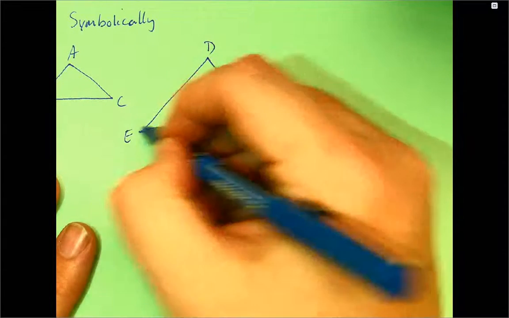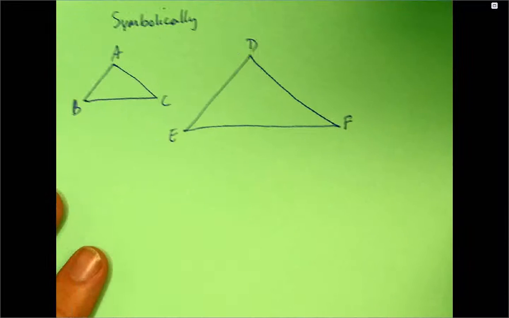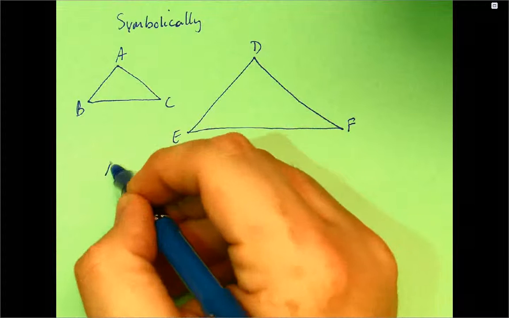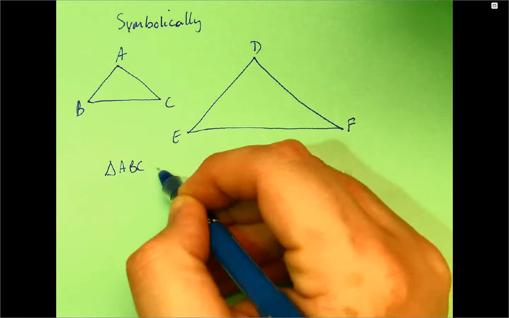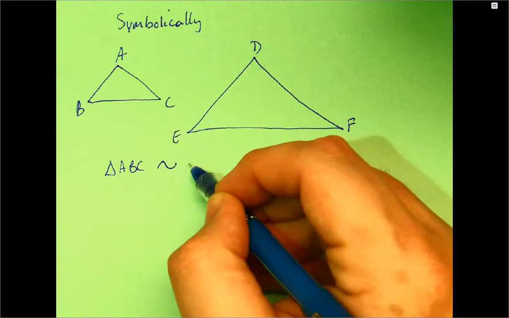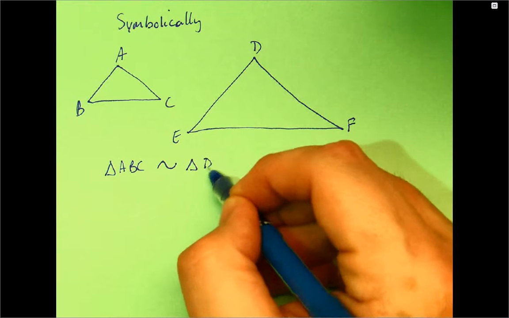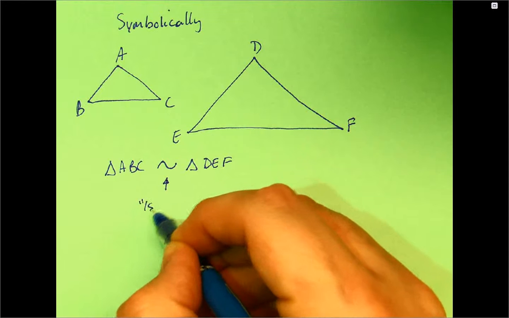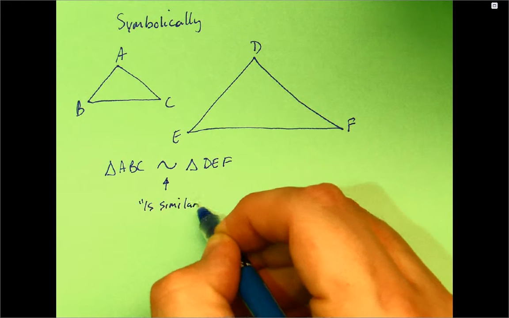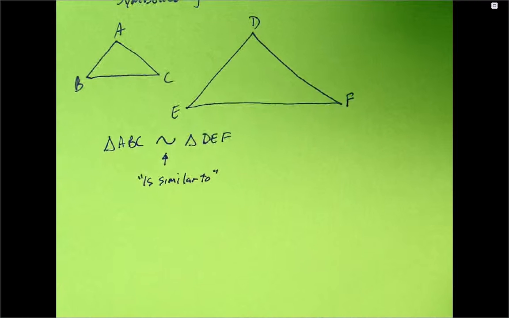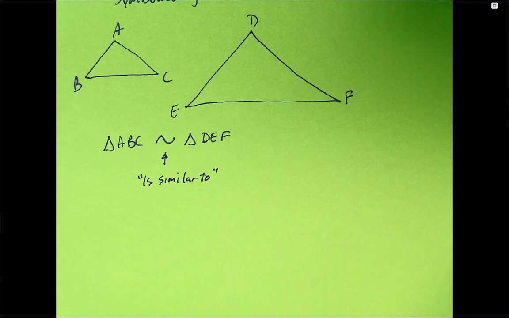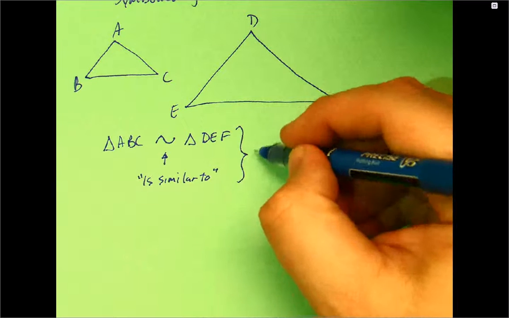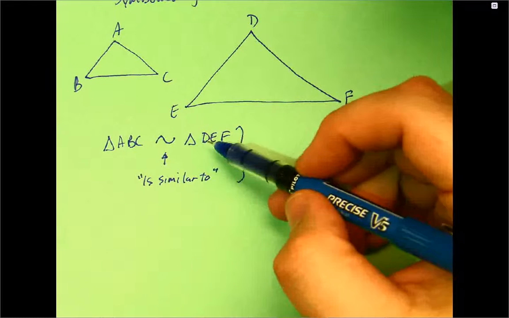Now, symbolically, if these two shapes are similar, we would say triangle ABC is similar to triangle DEF. This shape right here means is similar to. And this whole thing right here is what we'll call a similarity statement.